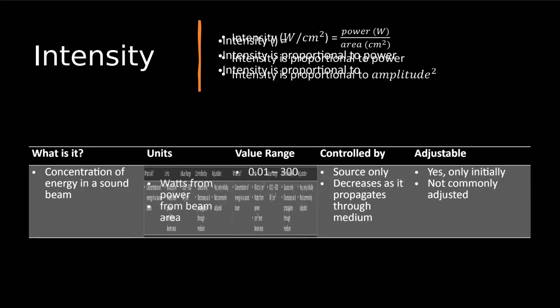Next, we have intensity. So again, also going to be very closely related to power and of course amplitude. Similar to power, it's going to be proportional to amplitude by amplitude squared. It's going to be directly proportional to power, and we have our intensity equation there at the top. When we are calculating for intensity, we are taking our power and we are dividing it by the area. So we are saying, how intense is this sound wave as it's traveling through a specific area of this tissue?